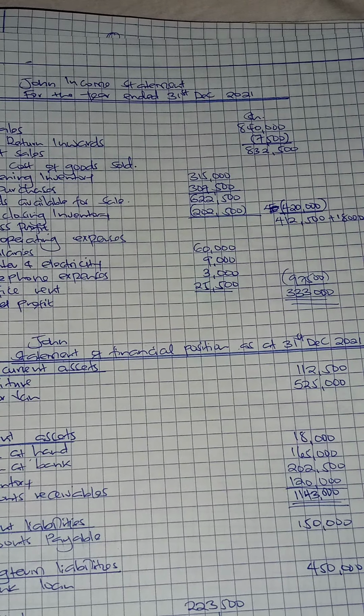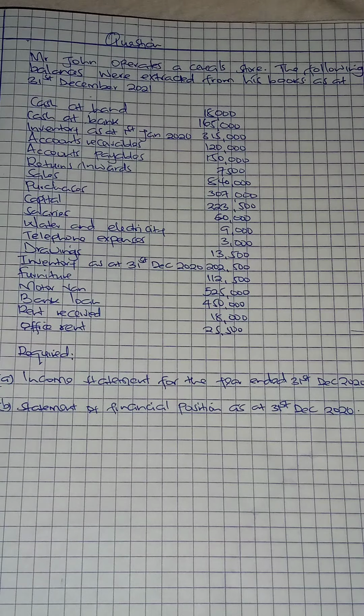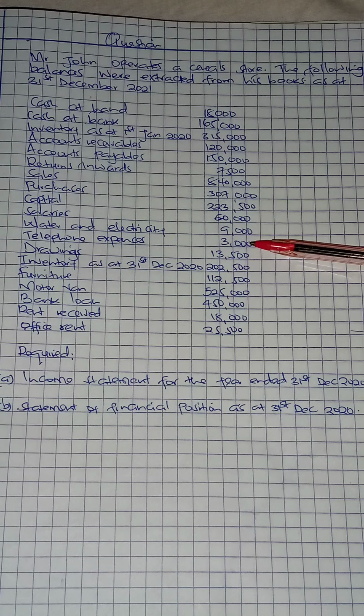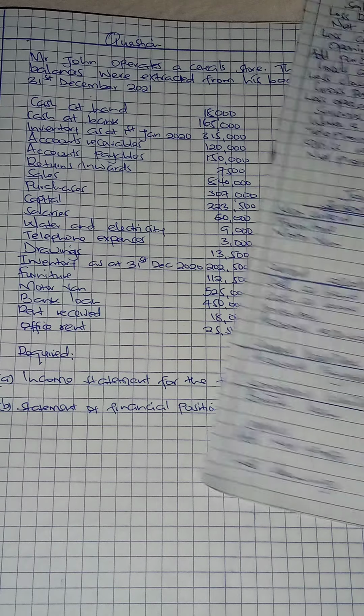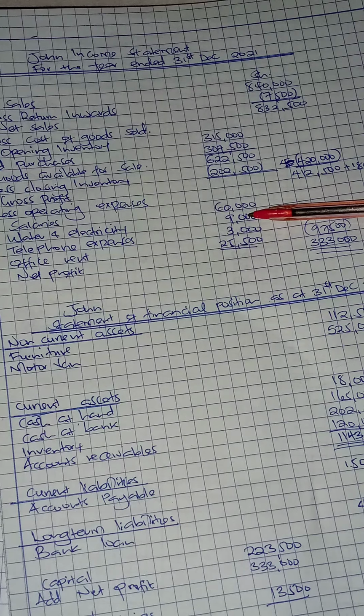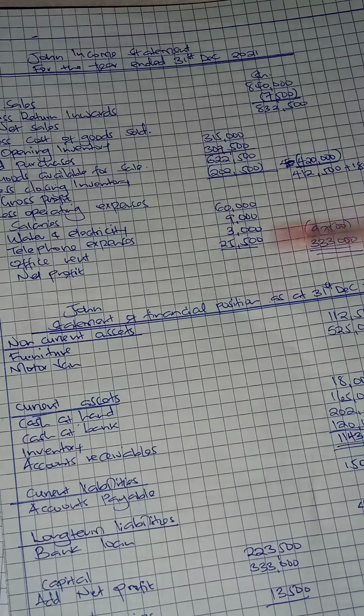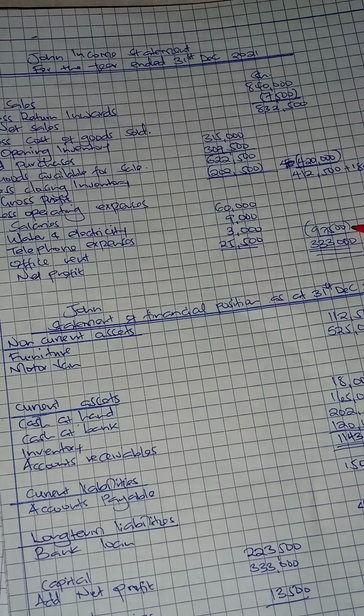Then from there, you less operating expenses. When you look at our illustration, we have several operating expenses. We have our salaries, water and electricity, telephone expenses; drawings is not an expense. You go all the way to office rent, and that's what you'll put here. You write your salaries, water and electricity, telephone expenses, office rent. The total amounts to 97,500.